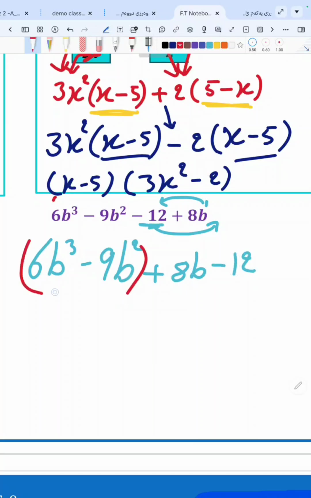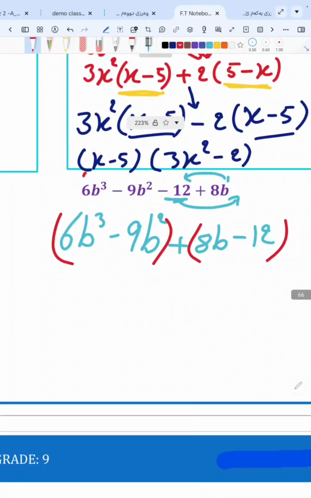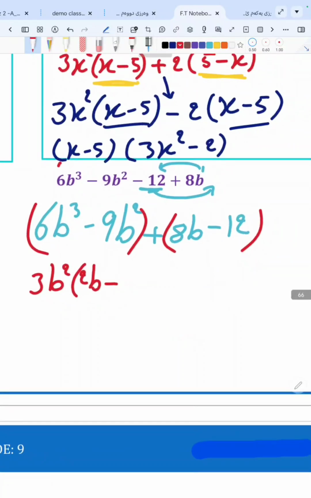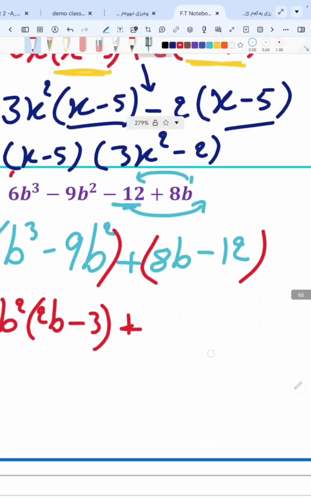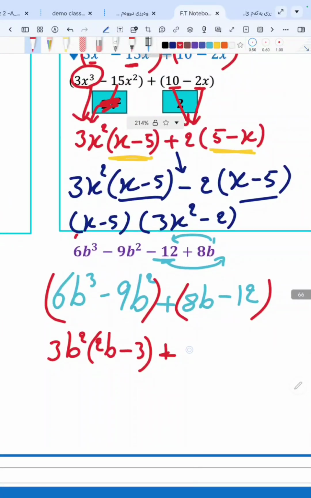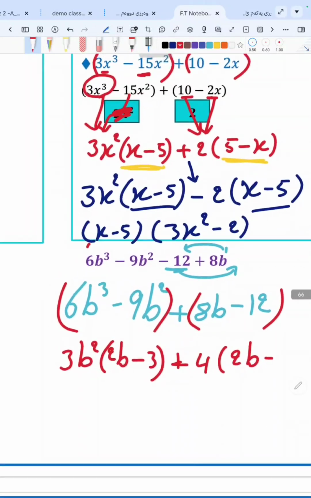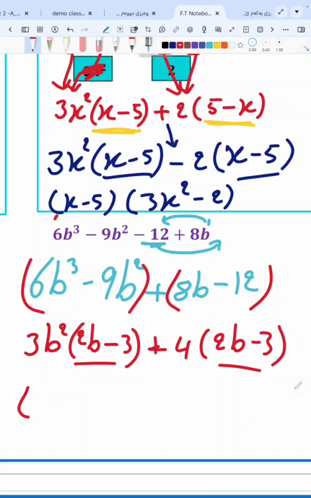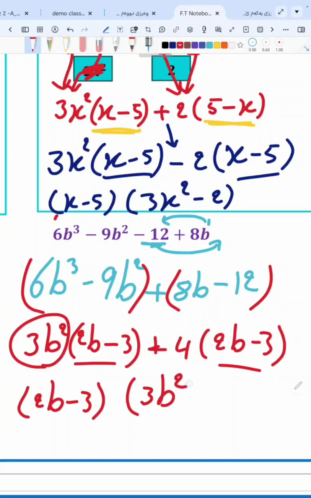Now, solve it. Between 6 and 9, as I told you, you have 3, b power 2. 6 divided by 3, 2b remains, minus 9b power 2 divided by 3 is equal to 3, plus, between 8 and 12, what do you have? I have 4. 8b divided by 4 is 2b, minus 12 divided by 4, which is equal to 3. Now you have the same parenthesis? Yes. So 2b minus 3 is a common parenthesis. What's left here? 3b power 2 plus, what about here? 4. So you have to solve it.